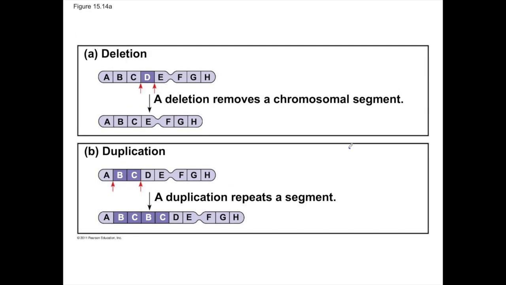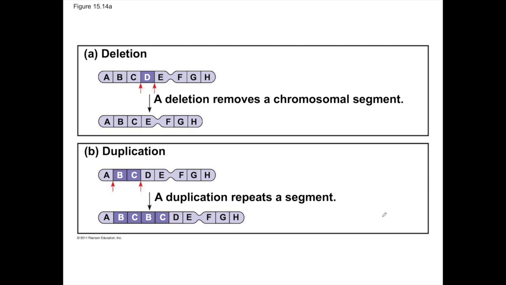Or let's say we have chromosome 1 lining up with chromosome 1. But instead of lining up at the exact same places, let's say it lines up a little bit offset, okay? And then it exchanges their tips, like let's say here with here. In that case, that will create both a deletion and a duplication at the same time.